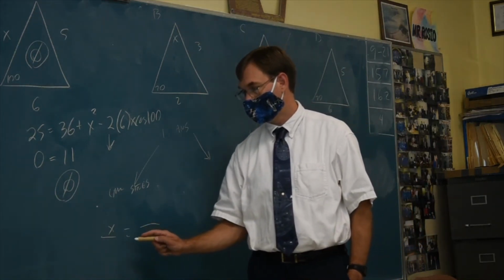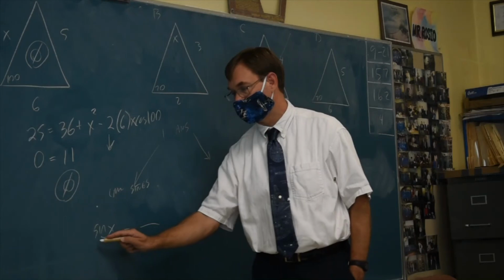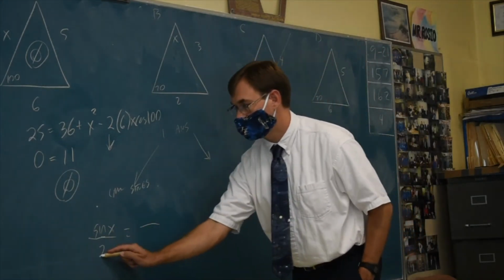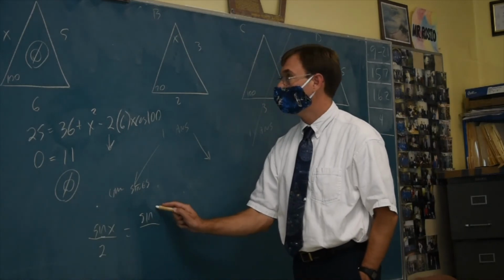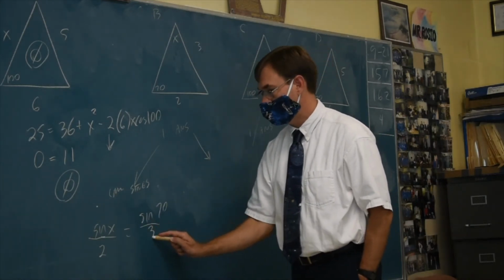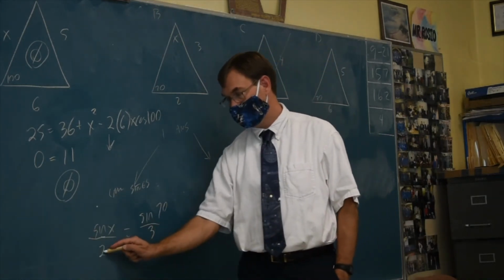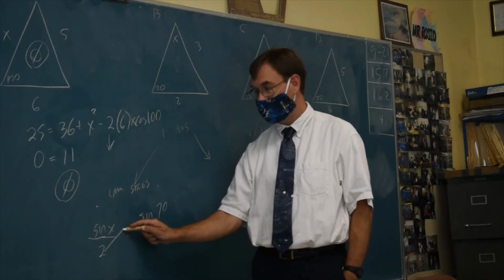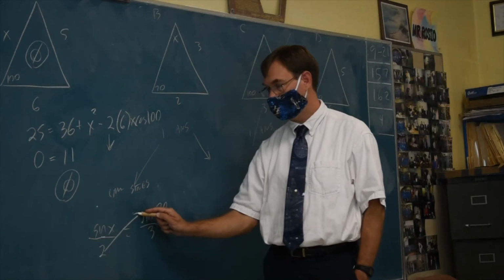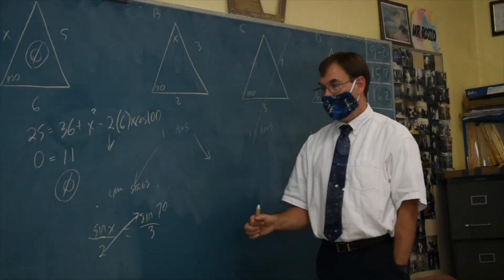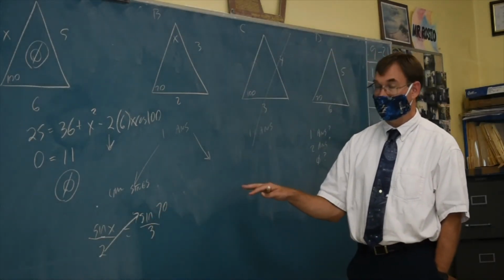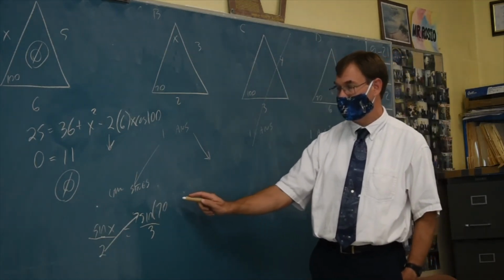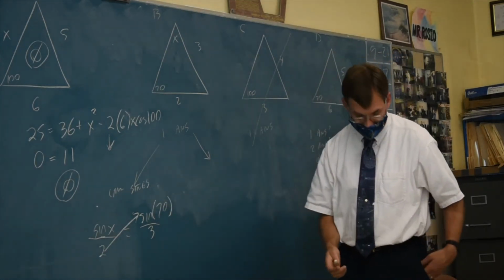Would it be sine x? It would be sine x because sine always goes with the angle, which is x. Over 2? Agree. Sine 70 over 3. Agree. To get the x alone, you don't have to move everything, you just have to move the 2. So we could go 2 sine 70 divided by 3. Make sure when the calculator starts the 70s parentheses that you wrap the 70s parentheses.